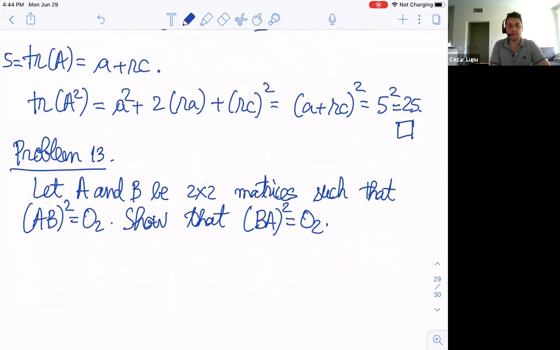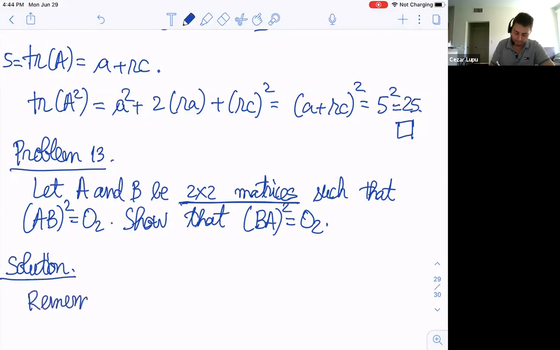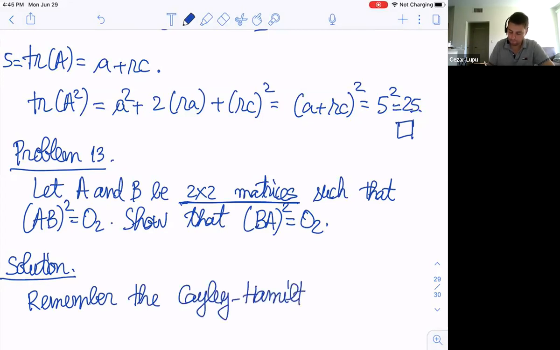Well, like I say, since these are 2 by 2 matrices, of course, you can assume that they have complex entries, real entries. It doesn't really matter that much. Well, we have to look for something that is valid for all 2 by 2 matrices, and that's something, and we said this, is nothing else than Cayley-Hamilton. So remember the Cayley-Hamilton equality.